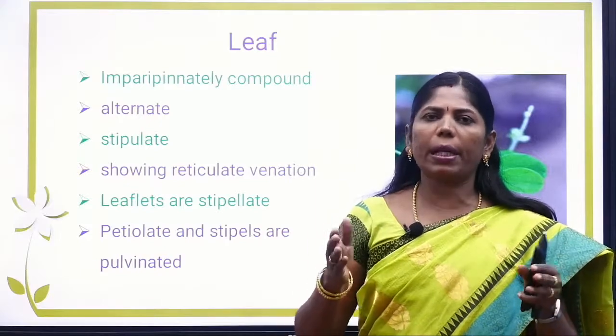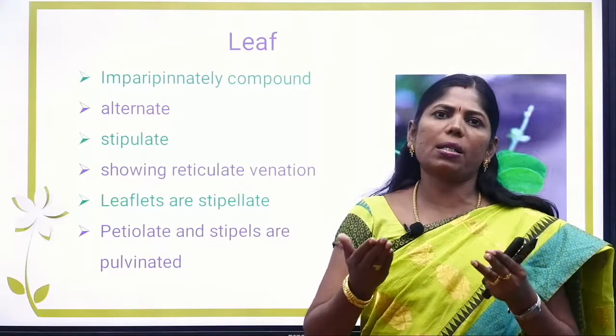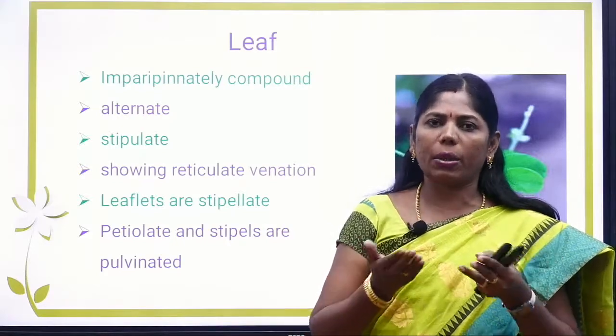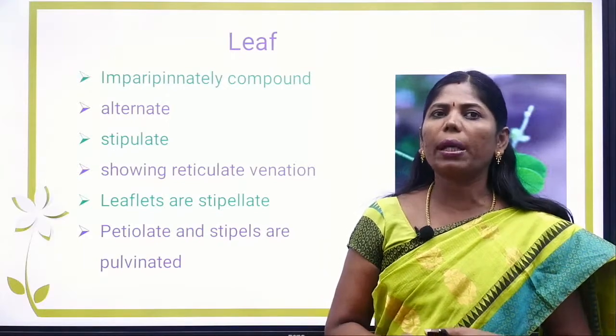Okay, from the lateral veins, the veinlets are formed. It looks like a net-like structure. It does not tear easily. So that is a net-like formation, and that is reticulate venation.